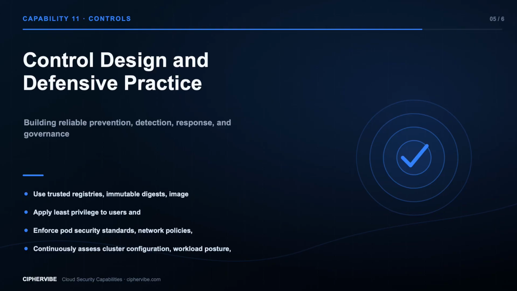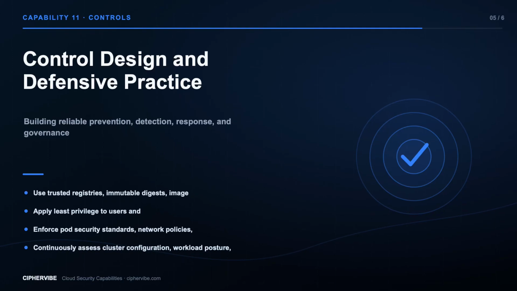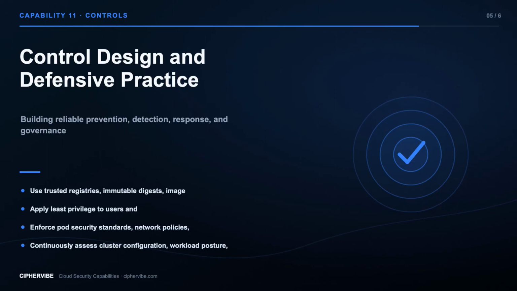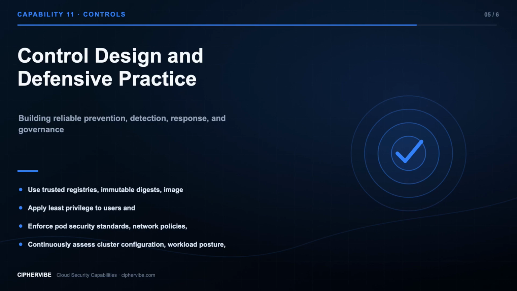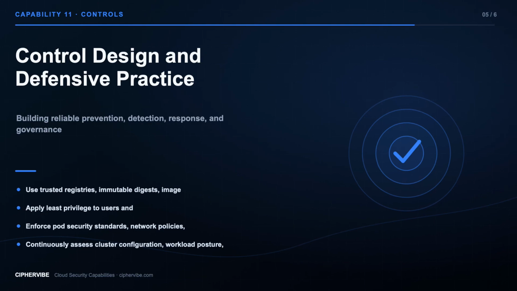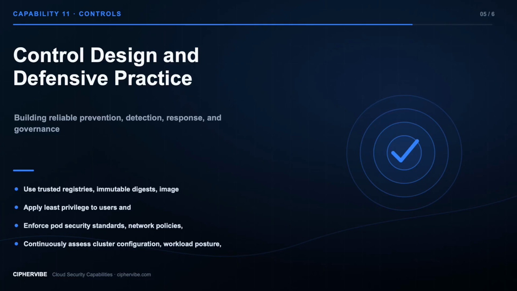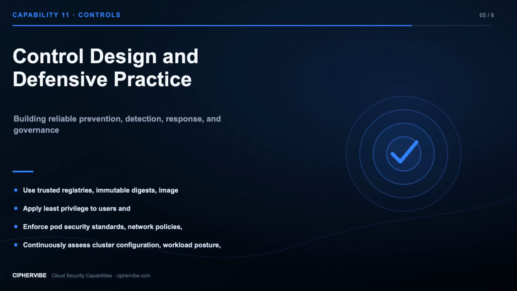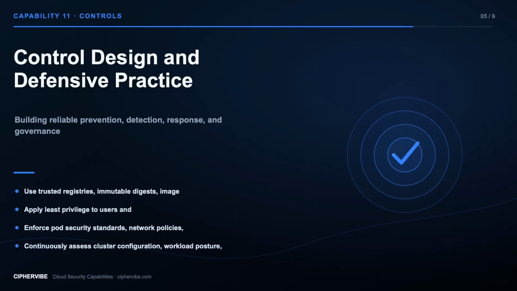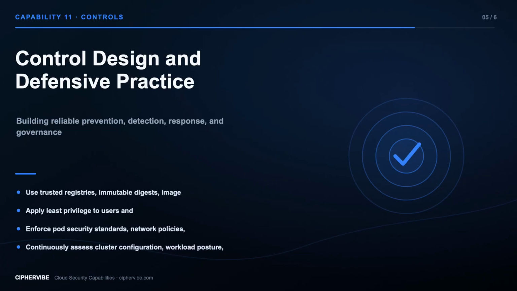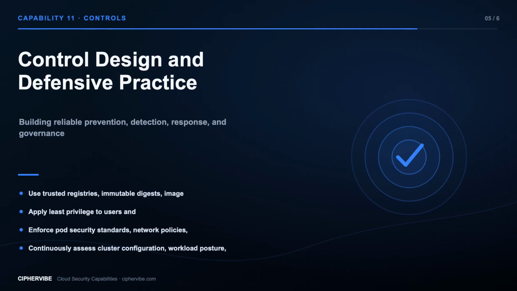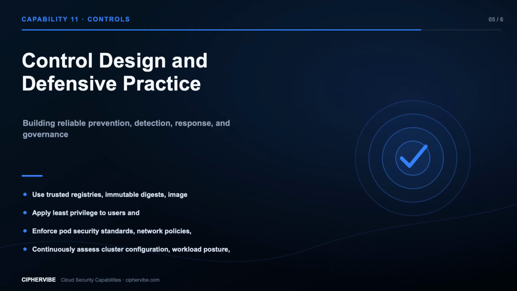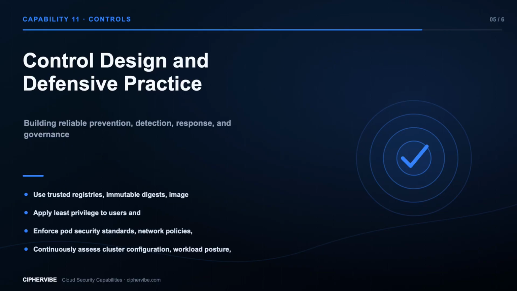Second, apply least privilege to users and service accounts, disable unnecessary token mounting, and rotate credentials. Third, enforce pod security standards, network policies, secret managers, resource limits, and protected control plane access. Fourth, continuously assess cluster configuration, workload posture, image risk, exposure, and attack paths. Fifth, export audit and runtime telemetry, test containment, and preserve evidence outside the affected cluster.